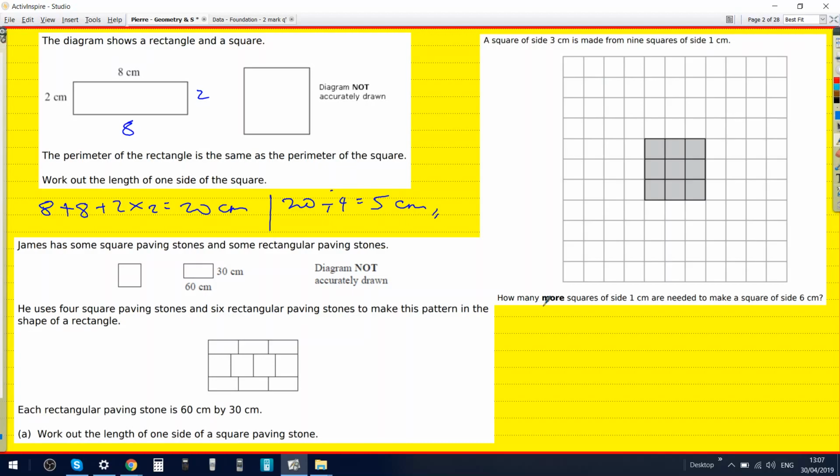Okay. How many more squares? 6. So that would just be double. So that would be, so there's 9 in that one, so it would be 80. So that's what your intuition tells you. My training tells me that won't be it.